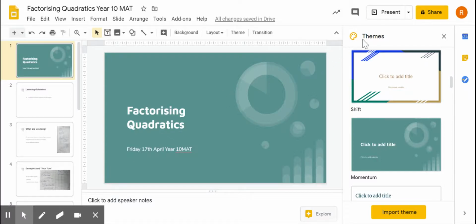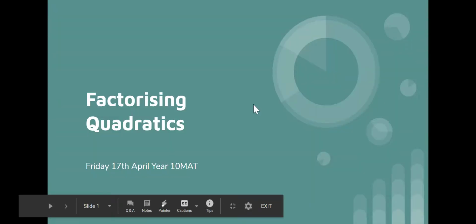Alright boys, this is what we're going to work on in Friday's lesson. I've got some Google Slides here. I'm just going to try and talk through them, and hopefully this will make today's work nice and clear. So what we're doing today is factorizing quadratics.